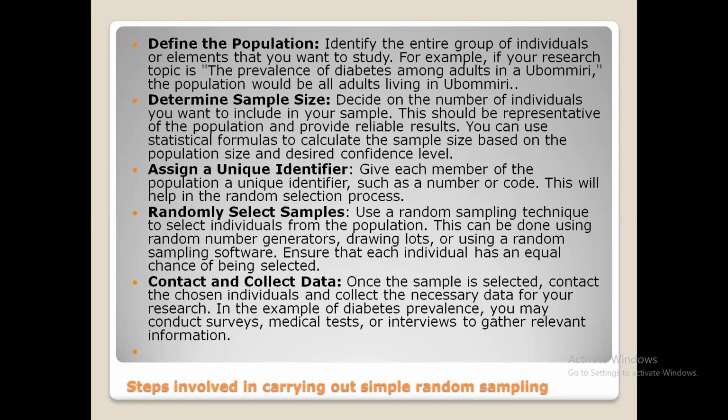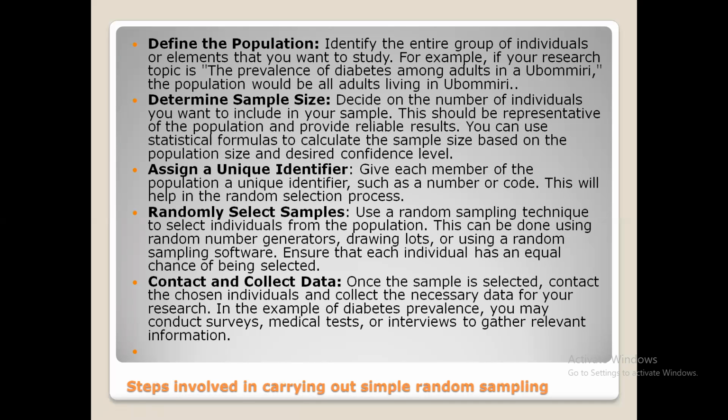Now, for this entire population, you need to know their total number. It could be 10,000, it could be 15,000, it could be 2,000. So in simple random sampling, you must know the total population. Then you determine your sample size, the size of the sample you want in your research. It could be 200, it could be 300, it could be 150. This is done based on certain statistical formulas and desired confidence level.